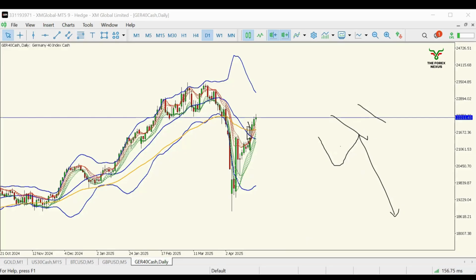Brother, can you show us a few divergence examples? Okay, divergence examples. For that, I need to add an indicator. On which tool? On stochastic, or some other oscillator? Stochastic. Okay.